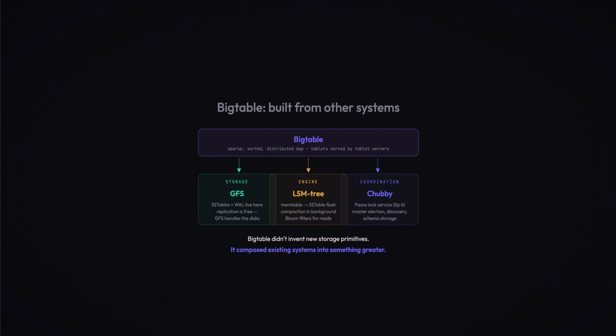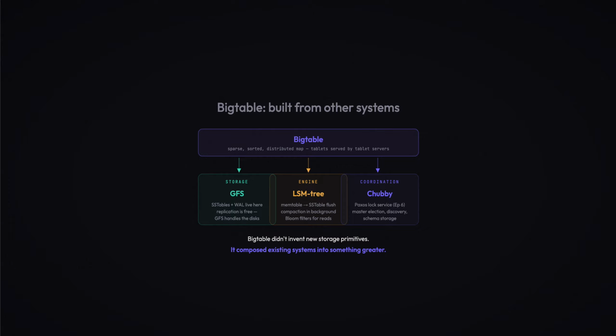And the coordination pillar is Chubby, Google's distributed lock service built on Paxos from episode 6: master election, tablet server discovery, schema storage. Chubby is Paxos in production. That's the design lesson right there in the picture. You don't solve every problem from scratch. You compose well-defined building blocks, a file system, a consensus service, a storage engine, into something greater than the sum of its parts.